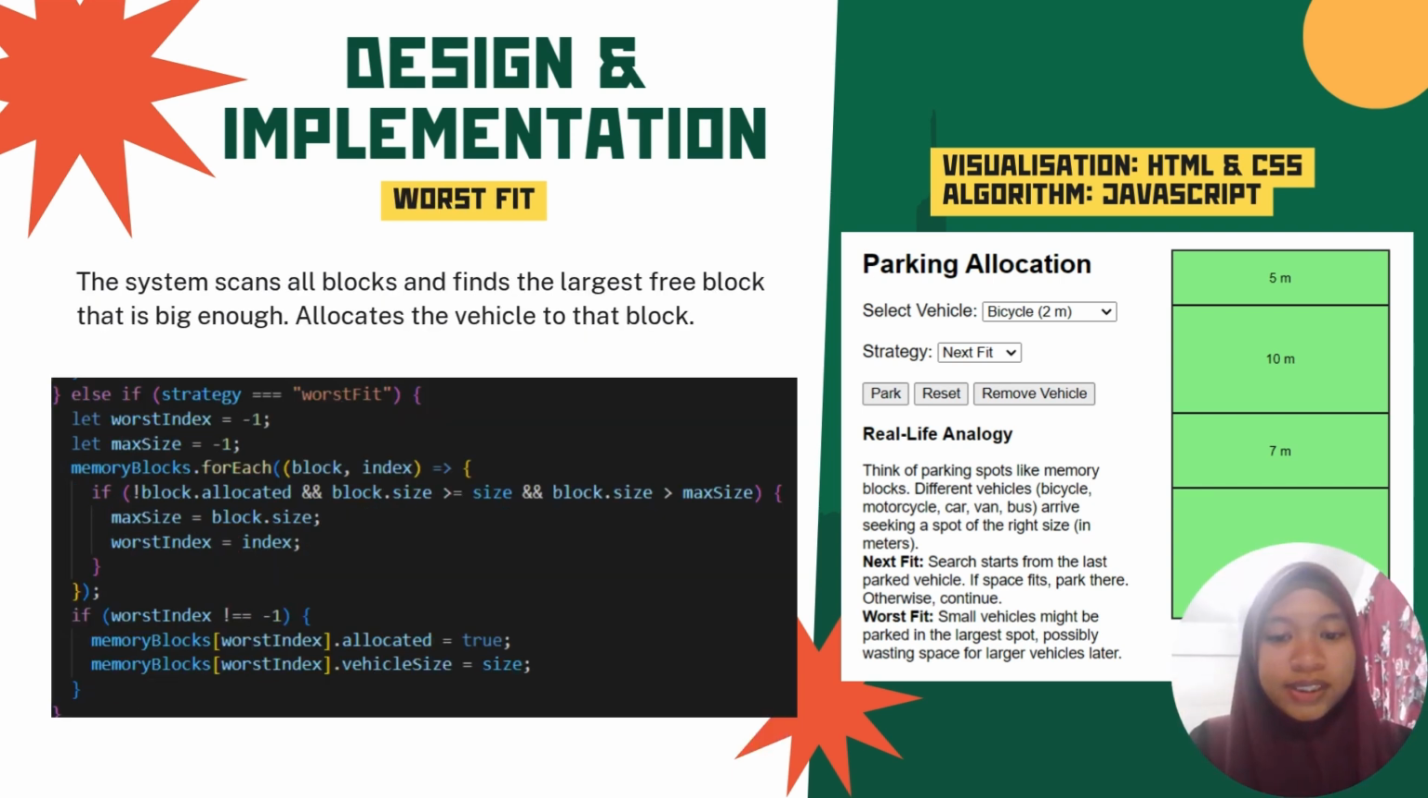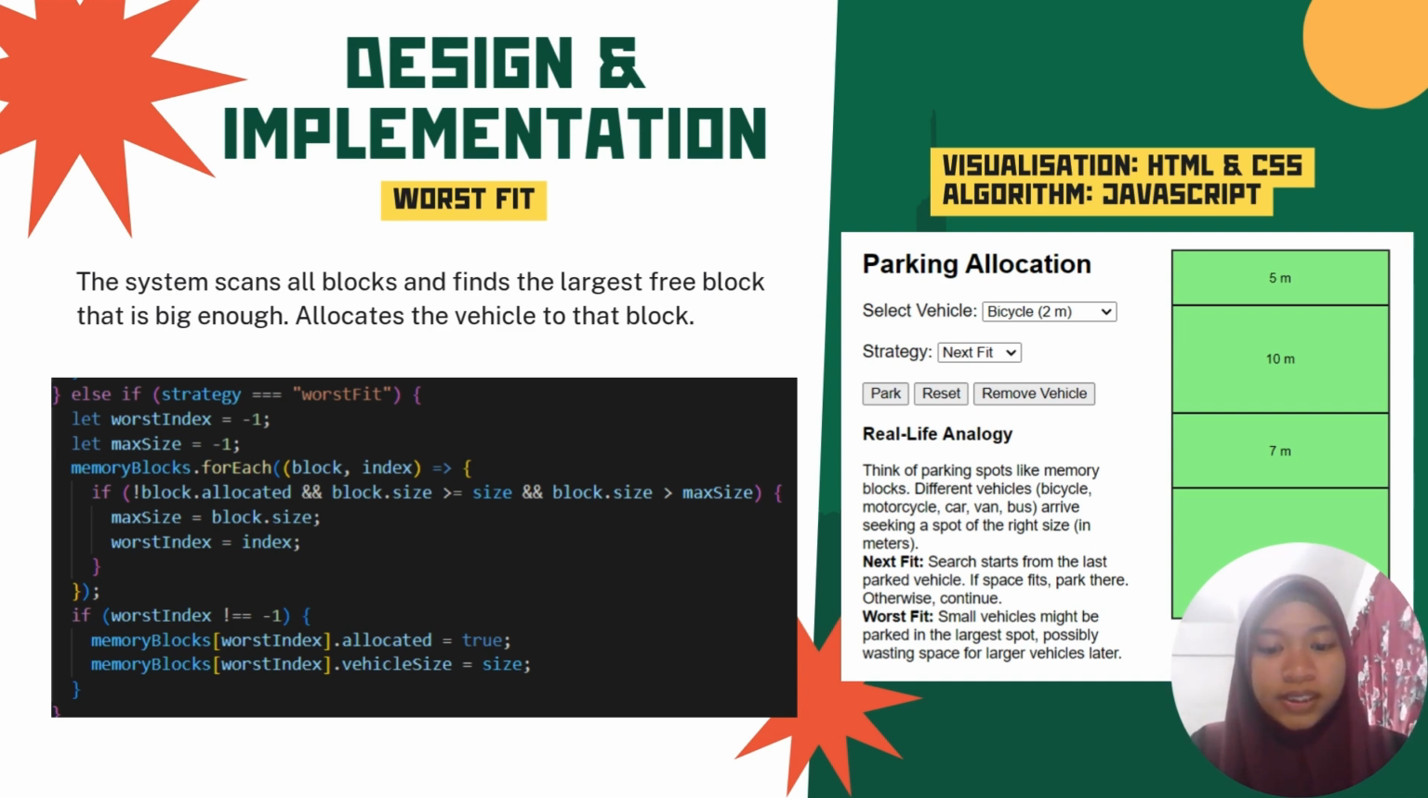Now let's move on to the design and implementation of the worst fit strategy. In this system, we treat parking spots like memory blocks. Each vehicle, such as a bicycle, motorcycle, car, van, or bus, requires a block size that matches its length in meters. With the worst fit strategy, the system scans all available blocks and chooses the largest free block that is big enough for the vehicle. This method often leads to inefficient use of space, as small vehicles may occupy large blocks, leaving gaps that are too small for bigger vehicles later on.